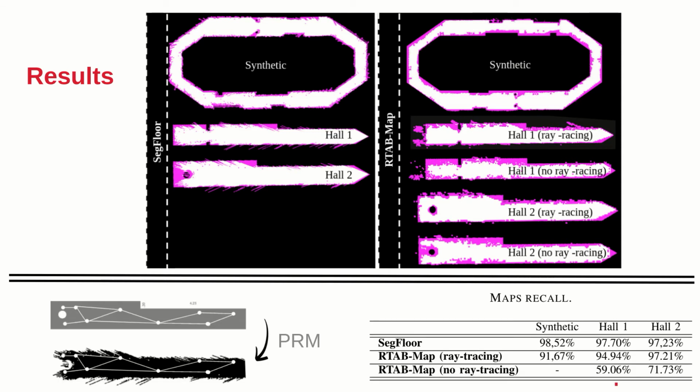We also use the recall metric to define how much of the entire free area of the ground truth is represented by the estimated free area. That is, the recall represents map coverage. It is calculated by comparing the probabilistic roadmap generated over the ground truth and then overlaid over the estimated map. Again, the table shows high and competitive results between SegFloor and RTAB-Map.